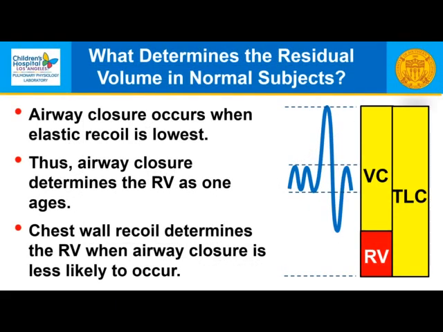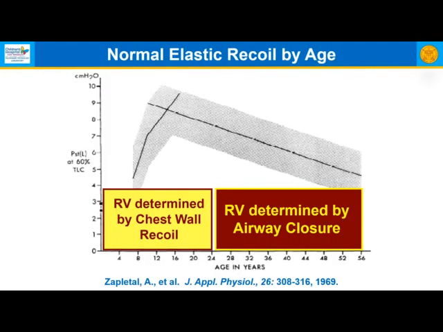So airway closure occurs when elastic recoil is lowest. Thus, airway closure determines the residual volume as one ages, if we're talking about what determines the residual volume in normal subjects. Chest wall recoil determines the residual volume when airway closure is less likely to occur. If we go back to this graph, the residual volume is primarily determined by elastic recoil or inability to compress your chest wall any further up through early, mid, maybe late 20s. After that, residual volume is determined by airway closure.